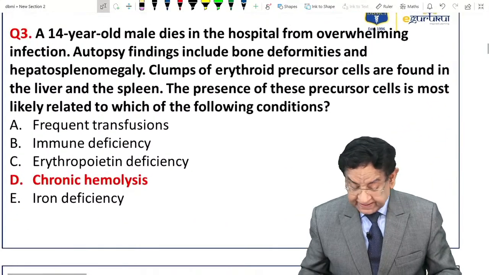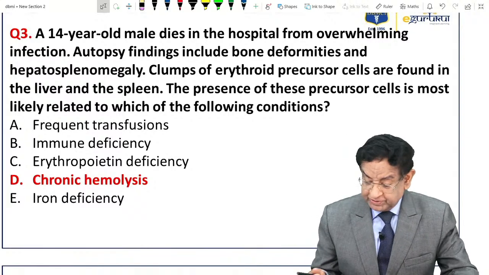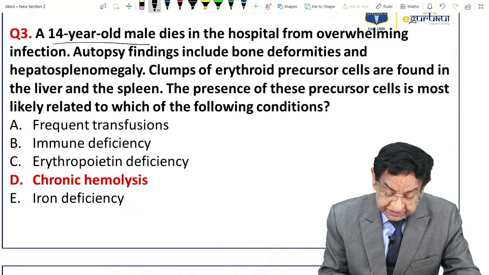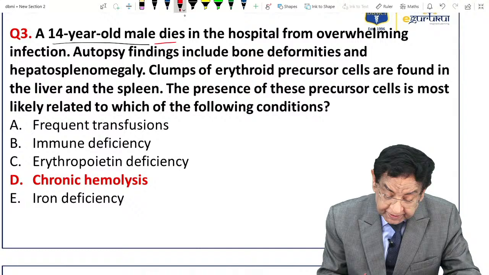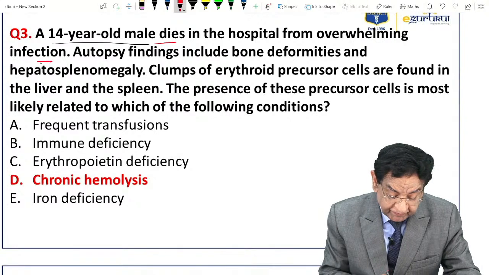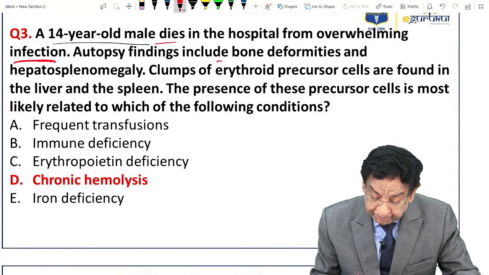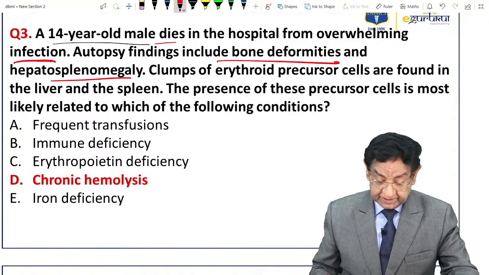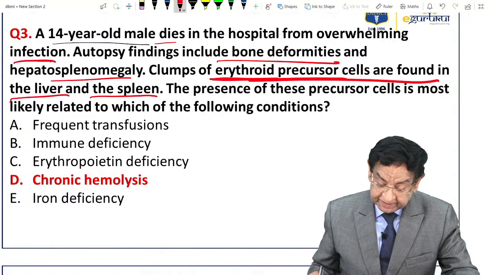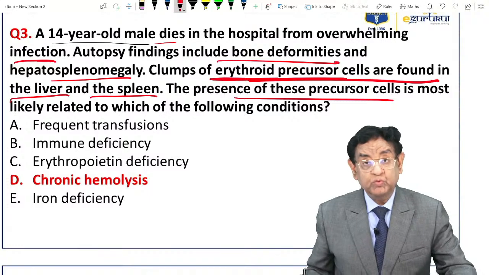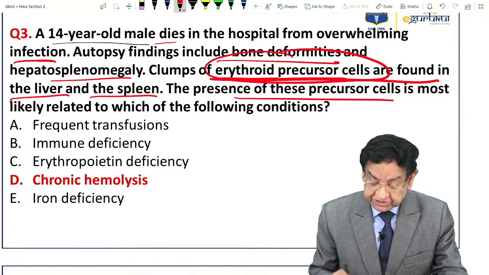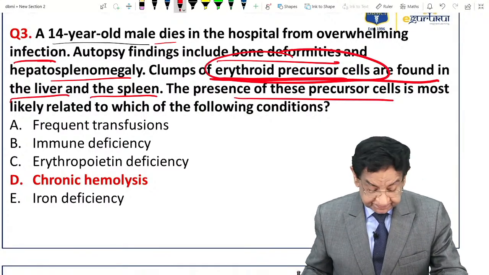So we are getting one more question. Lovely question from pathophysiology. We are getting a 14-year-old male child who dies in the hospital from an overwhelming infection. Autopsy shows a bone deformity and hepatosplenomegaly. Clumps of erythroid precursor are found in the liver and spleen. This precursor led to what? Remember, the question is asking about clumps of erythroid precursor cells in the liver and spleen.